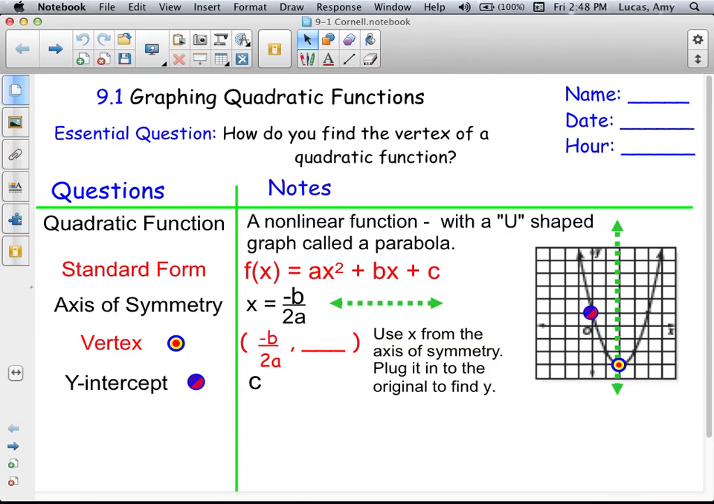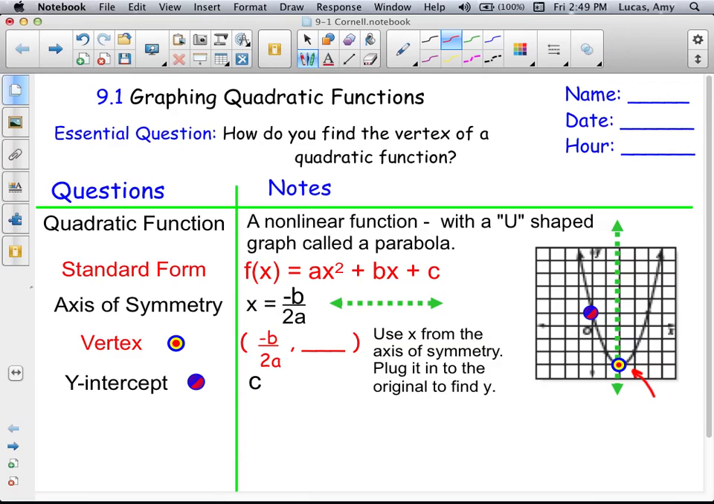To find the vertex, you may notice that the vertex point right here kind of looks like a bullseye. The vertex point is the only point on the axis of symmetry. It's the only point that's right on the axis of symmetry. To find the vertex point, you use the x coordinate from the axis of symmetry, and then you plug that value in for x in the original equation to find the y coordinate.